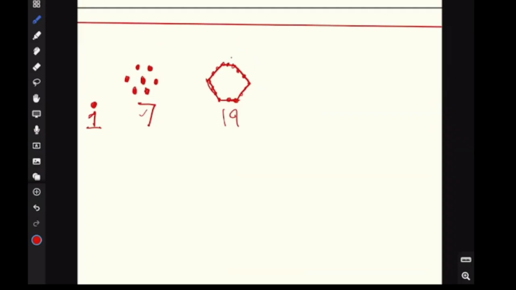And then inside that also you need to fill them. Alternatively you need to place all the dots to make hexagonal numbers. I'm not going to make the whole thing. Also 19. So these are known as hexagonal numbers.